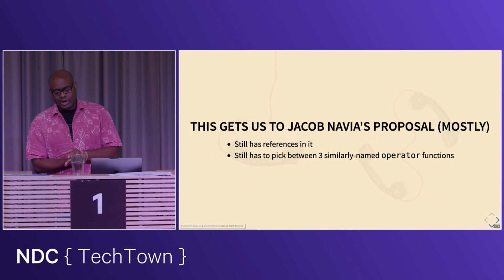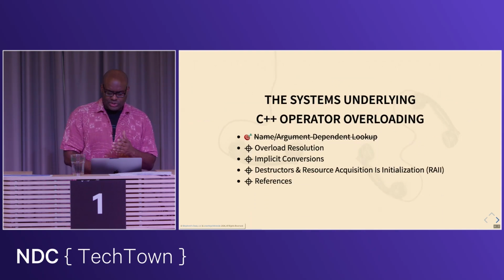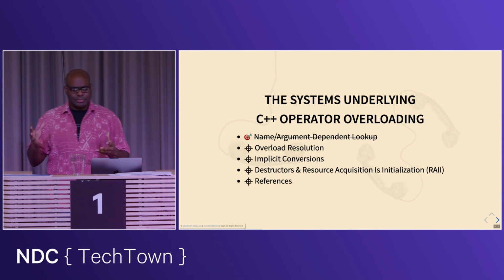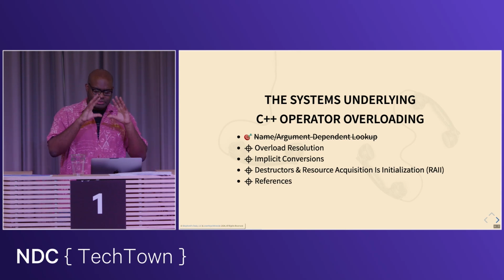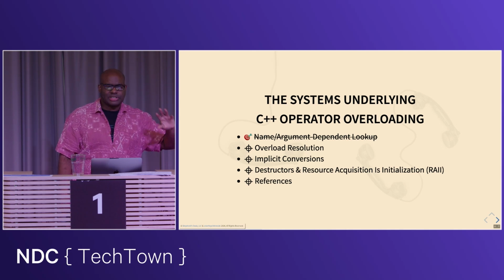So we now have to think about what else we need to address or get rid of or tweak in order to make something work in C. Back to the system's underlying C++ operator overloading: we've taken care of name and argument-dependent lookup. Everything's just in the global namespace. They're all free functions. That's the only thing we have to look for. Great. We know how to do that part in C.